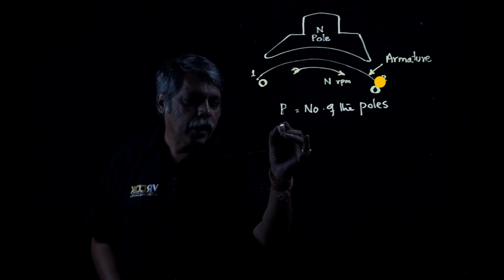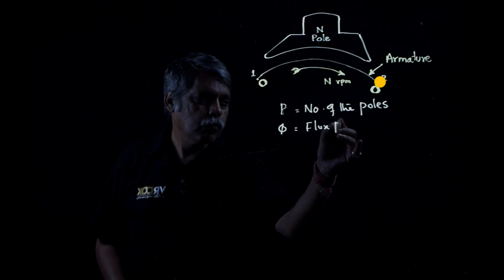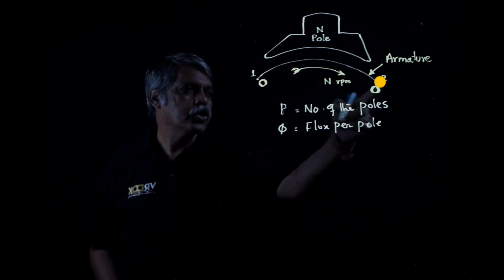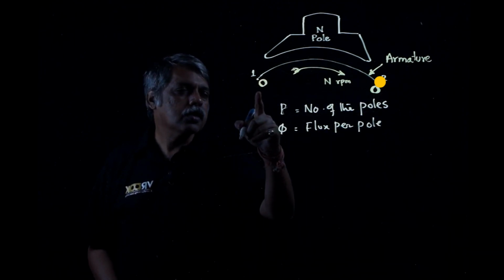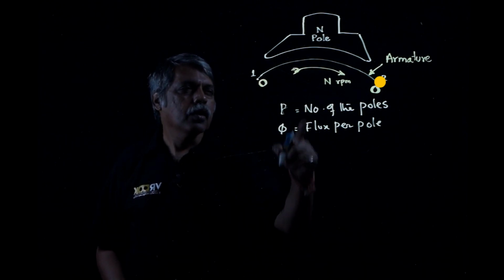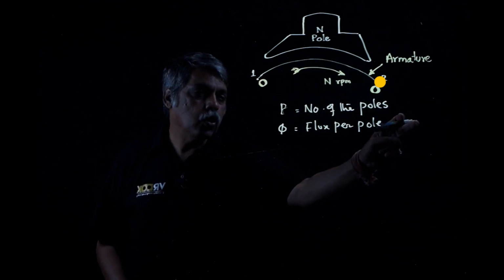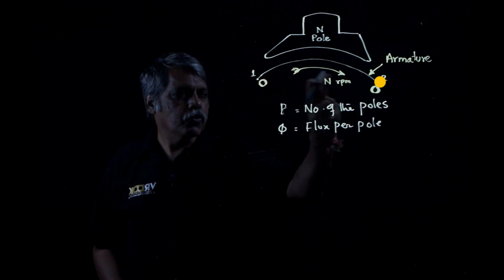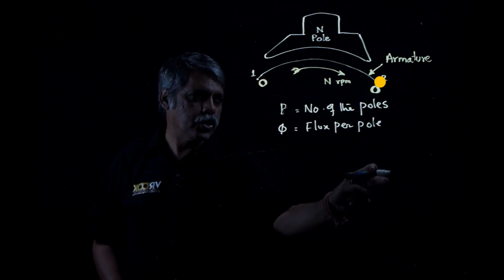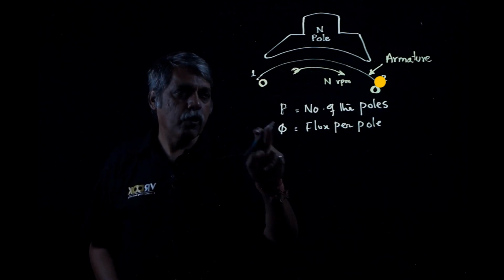If phi is the flux per pole, when this conductor moves from position 1 to position 2, it is cutting the flux of phi given by the north pole. Next to the north pole, we will have a south pole. So when the conductor moves in the clockwise direction, from position 2 to a new position under the south pole, it also cuts the same amount of flux.